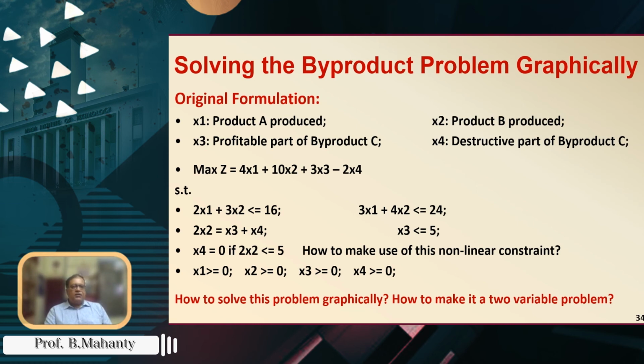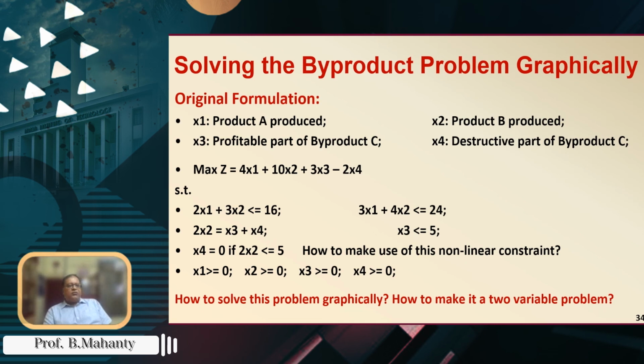that is, the two operations' raw material constraints, and 2 times x2 is equal to the profitable part plus the destructive part. So 2x2 equals x3 plus x4, that is the byproduct, and x3 should be less than or equal to 5. An additional constraint: when x2 is such that 2x2 is less than or equal to 5, then x3 equals 2x2, so x4 should be 0. The problem is how to make use of this nonlinear constraint, because it is what makes the problem difficult. And x1, x2, x3, x4 are greater than or equal to 0.